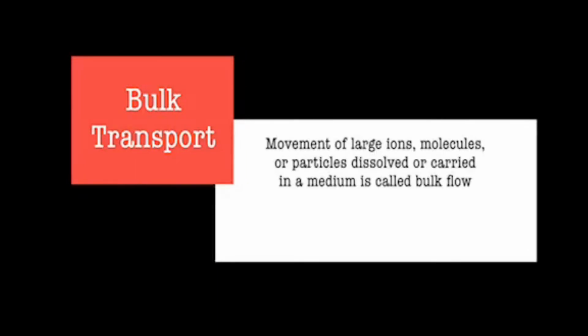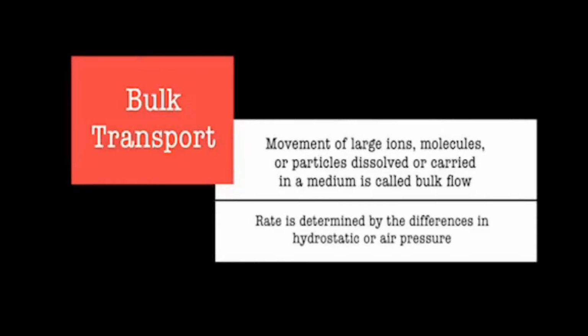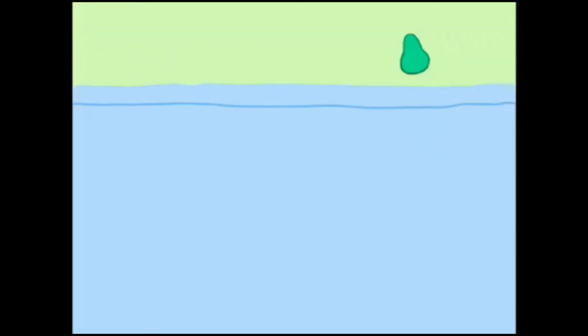Movement of large ions, molecules, or particles dissolved or carried in a medium is called bulk flow. Rate is determined by the differences in hydrostatic or air pressure. We have two types of bulk transport called endocytosis and exocytosis.